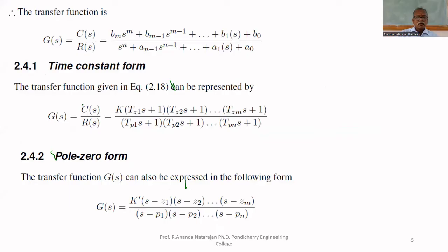In the previous class, we have seen introduction to time response analysis. Transfer function. Suppose I'm having a system G of S. G of S is a system. The input to the system is R of t and the output of the system is C of t.